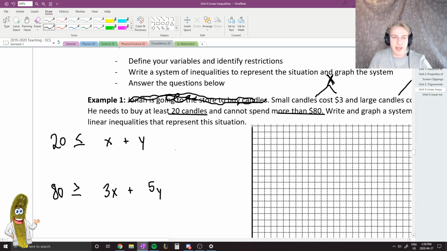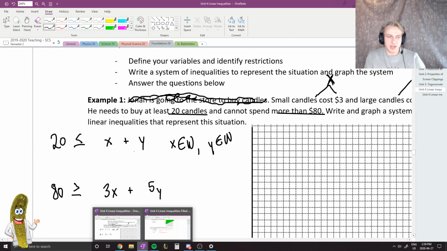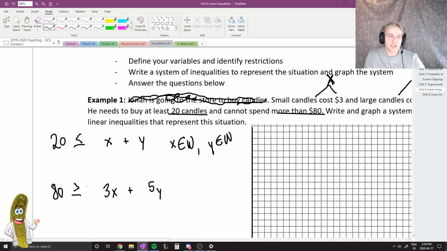So what that means then is that x can be any whole number, and y can also be any whole number for this first equation. The second question we need to ask then is, for the 80, 3x plus 5y: can I buy half a candle for $1.50? I can't. And so what that means is that this will also be x can be any whole number and y can be any whole number. I'm going to fix that little y here.